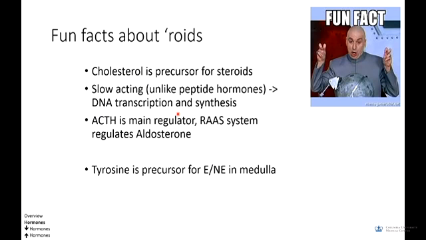So a couple of quick facts about steroids. Cholesterol is their precursor. They are fairly slow acting, unlike the peptide hormones. That's because they work through DNA transcription and synthesis, and they're mostly regulated by ACTH, except for aldosterone, which is regulated by the RAS system. It's kind of in the RAS name.